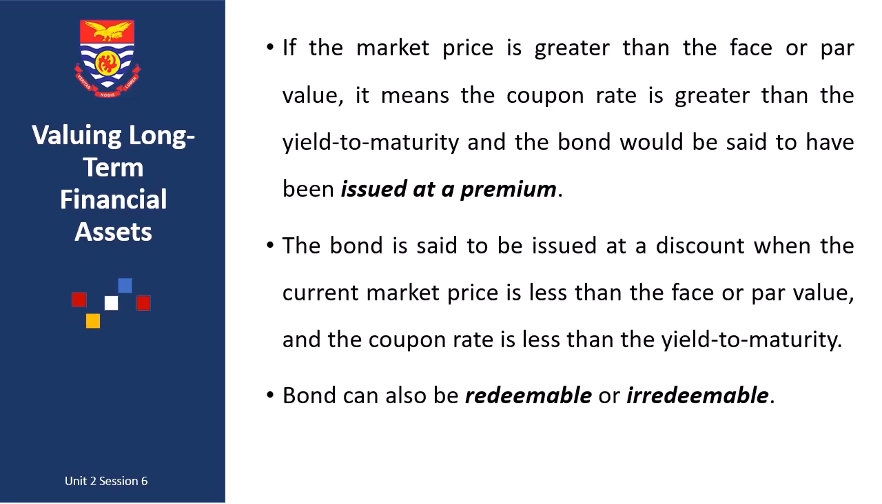There can also be instances where the face value of the bond will be equal to the market value of the bond. When that happens, the bond is said to have been issued at par, because the face value is equal to the market value. A bond can also be redeemable or irredeemable. Redeemable means that it's for a definite time period. Irredeemable means it lasts forever. I hope you understand.